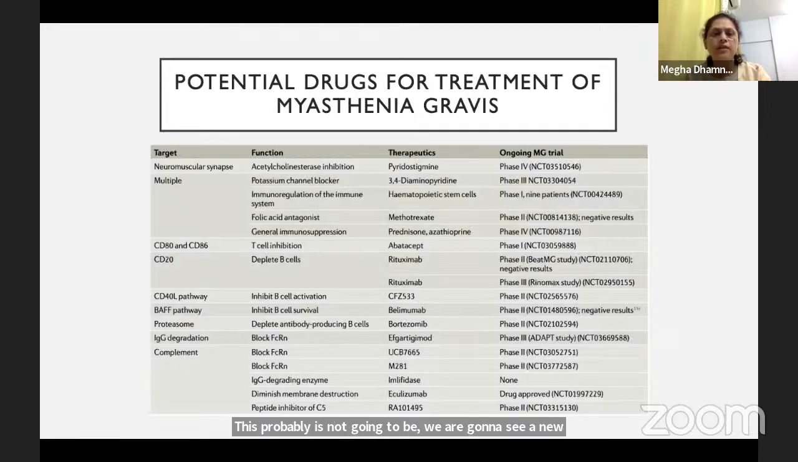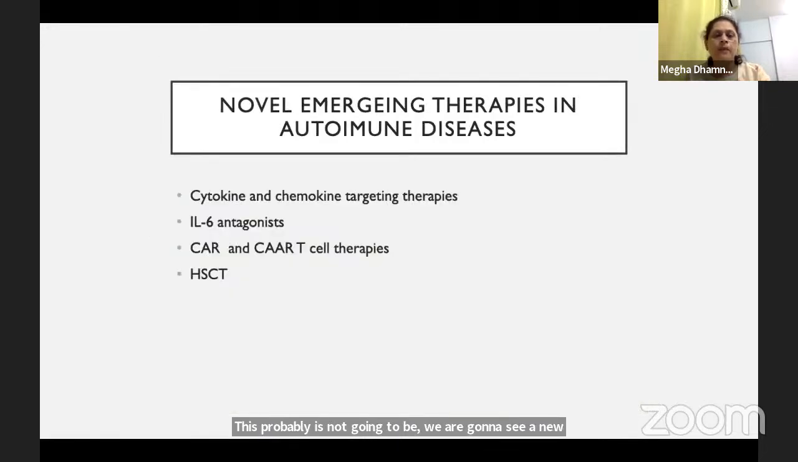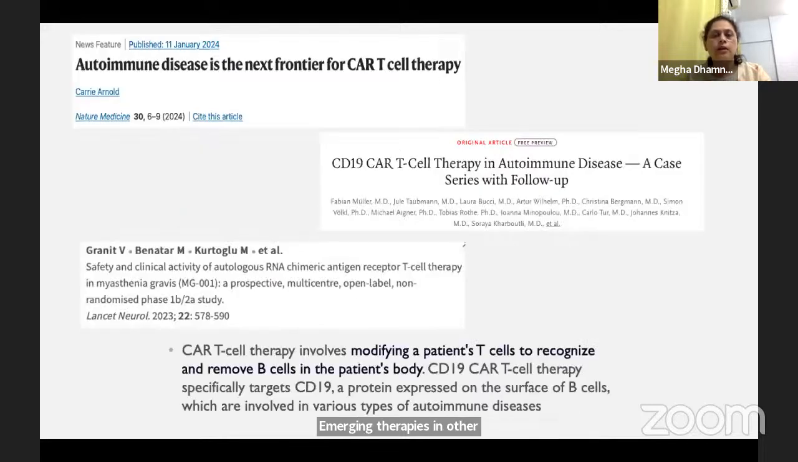So a lot of drugs are there in the pipeline. Emerging therapies in other autoimmune diseases are being explored in myasthenia gravis. This was a recent paper in Lancet that was published.